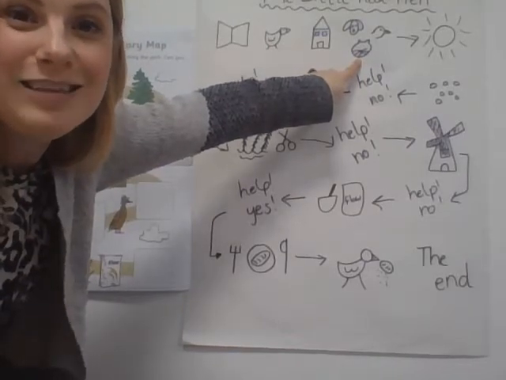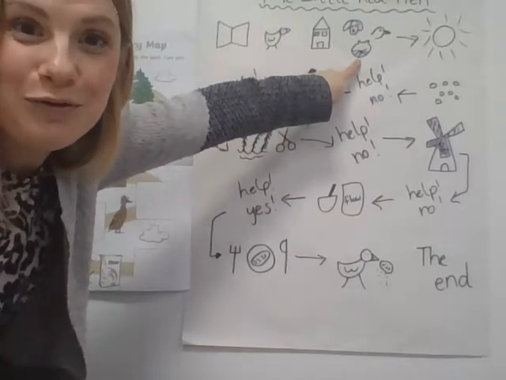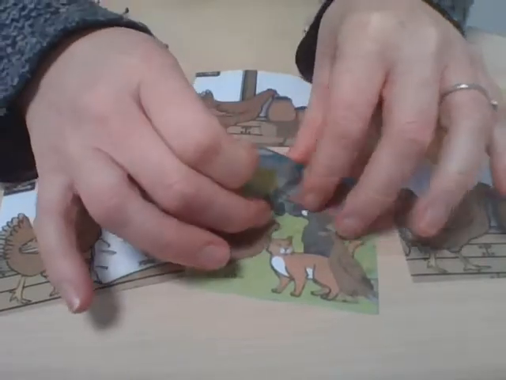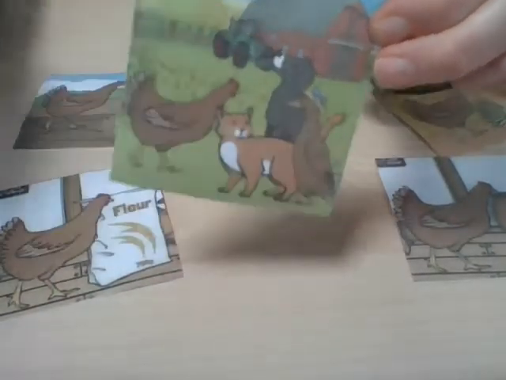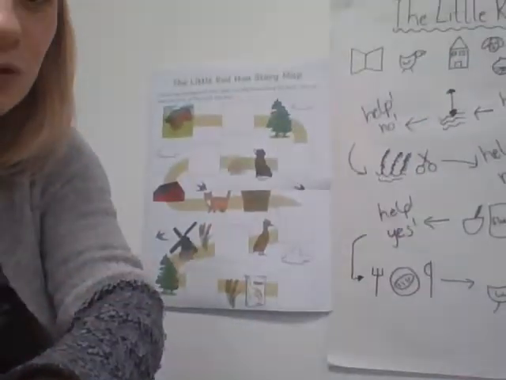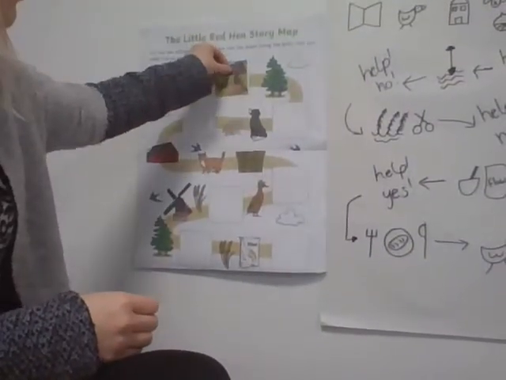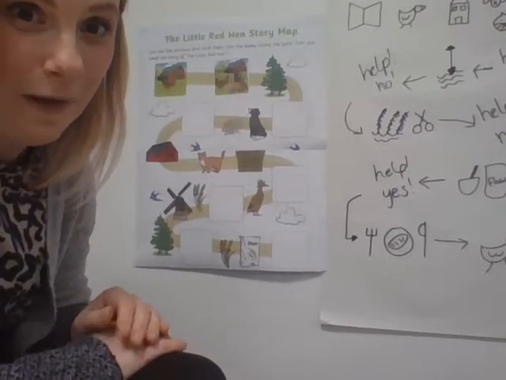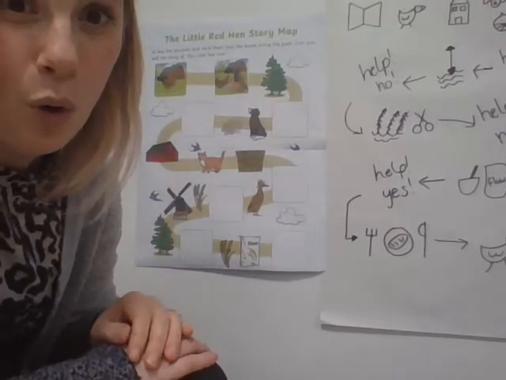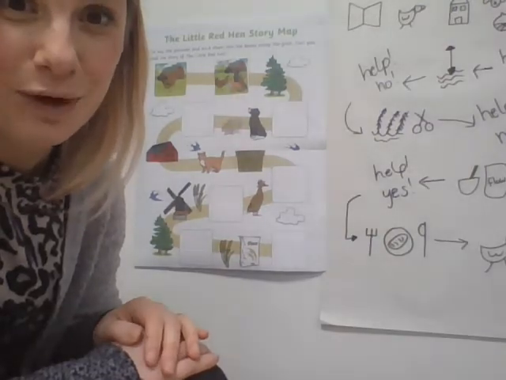Oh, her friends. When you find the picture of her friends, that's what I'm going to do. Let's have another look. Oh, here it is. This is the picture of her friends. So we know that is the next picture for our story map. So I'm going to put it there.